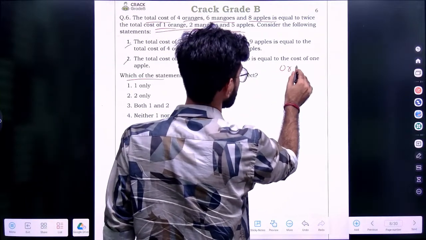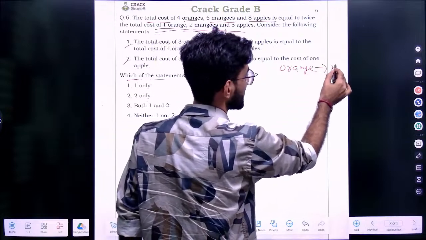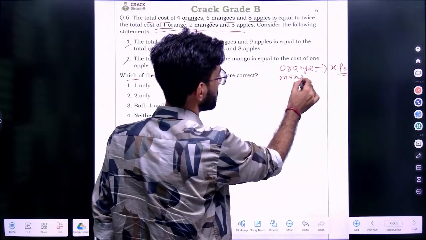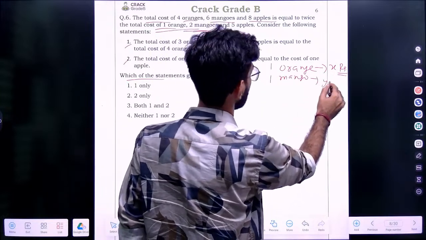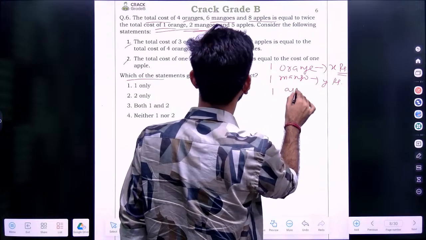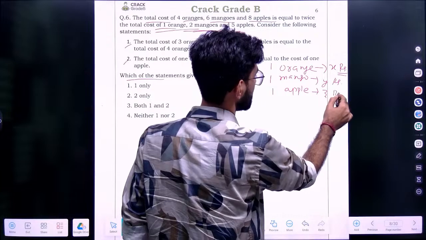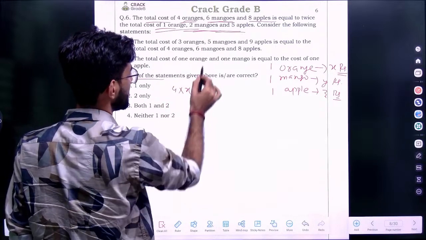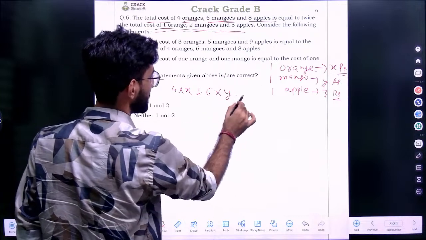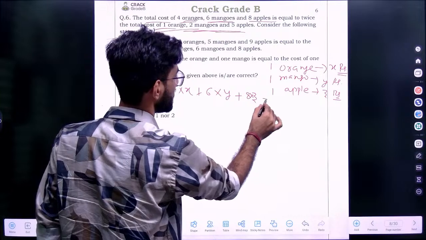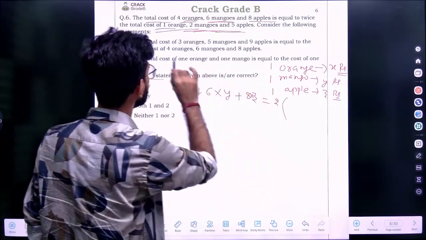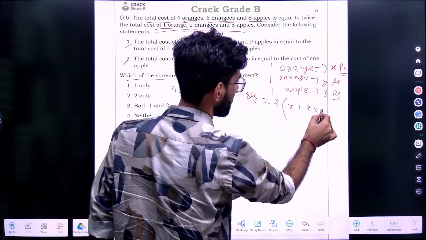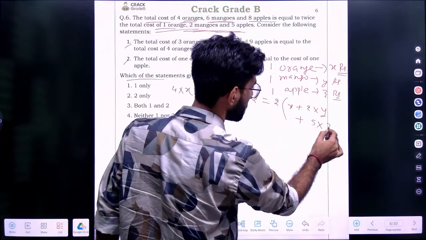Now let us assume that the cost price of 1 orange is x rupees, the cost price of 1 mango is y rupees, and the cost of 1 apple is z rupees. So the total cost of 4 oranges means 4 into x, plus 6 mangoes means 6 into y, plus 8 apples means 8 into z, is equal to twice the total cost of 1 orange, that is x, plus 2 mangoes means 2 into y, plus 5 apples means 5 into z.